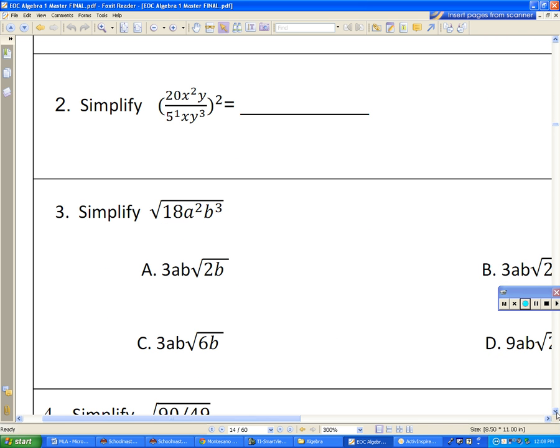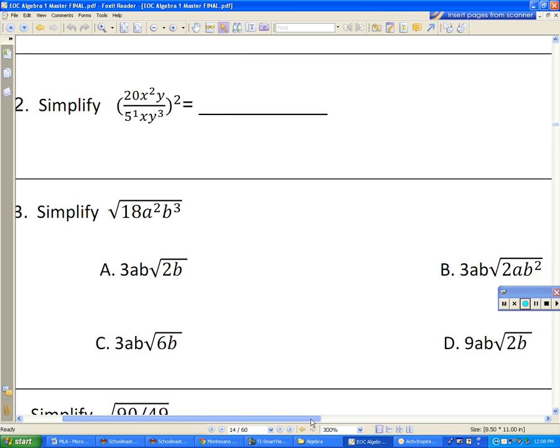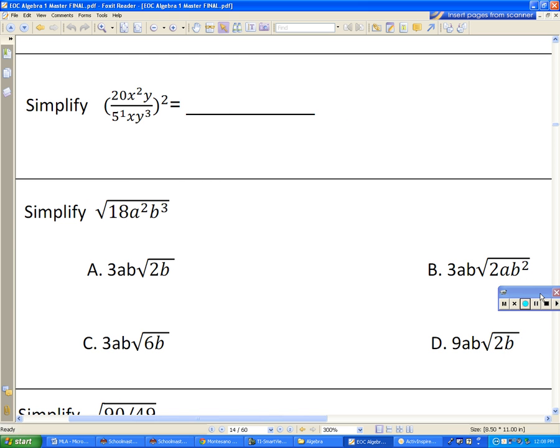All right, let's try again. Okay, so this is a multiple choice one, and since we have to make it big enough so that people in Cleveland, Ohio can see it, it's hard for us to see all of the answer choices, but we're trying to simplify the square root of 18a squared b to the third, okay?